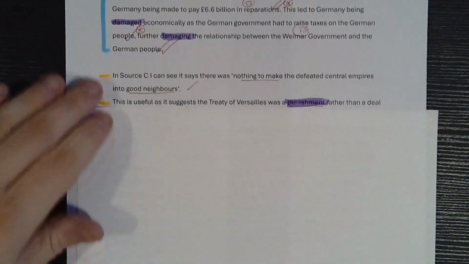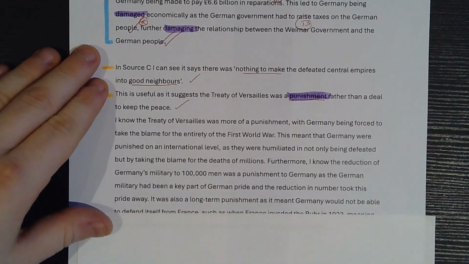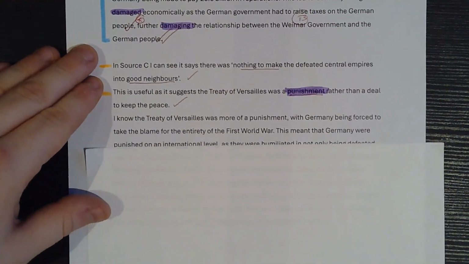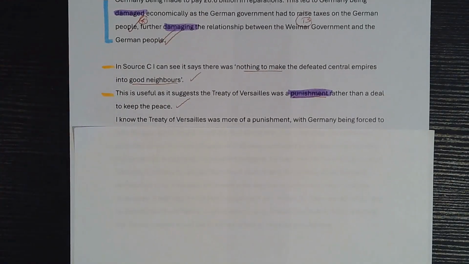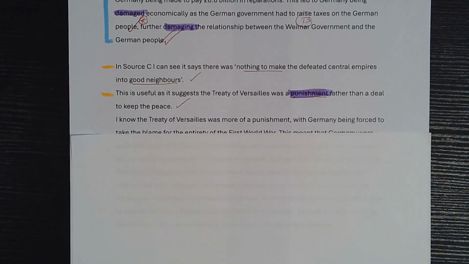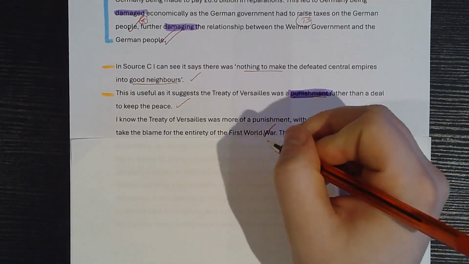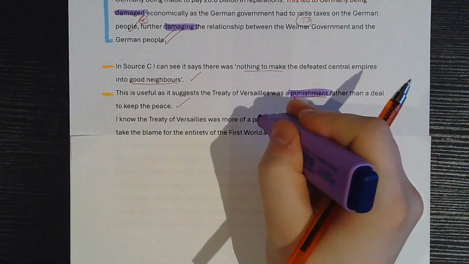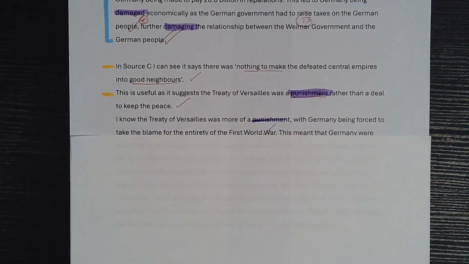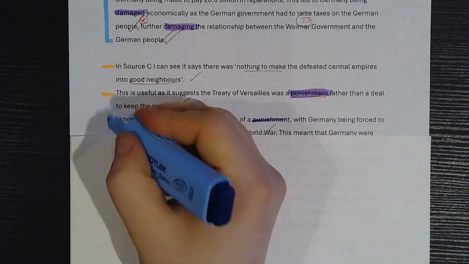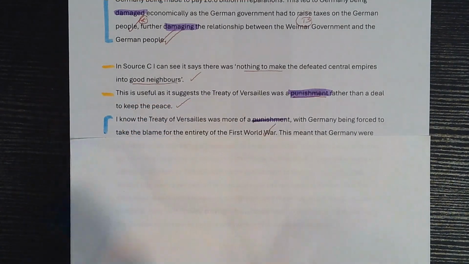So, I know the Treaty of Versailles was more of a punishment, with Germany being forced to take the blame for the entirety of the First World War. So they absolutely did. There's detail there. I'm linking it to that idea of punishment, and straight away I'm starting on my own knowledge.